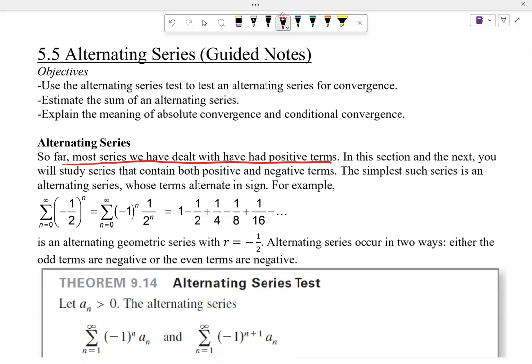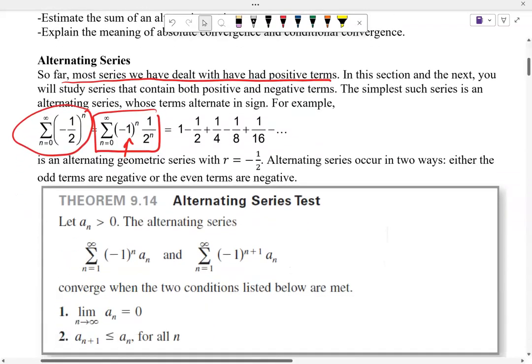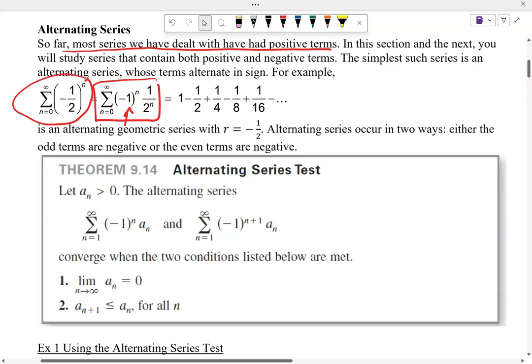So here's an example of an alternating series right here, or you can write it this way with that -1 to the n. Of course, this is indicating that your signs are going to change each time, right? -1 to the n power times 1 over 2 to the n. So this is an alternating geometric series. Again, you're looking for alternating terms, going from a positive to a negative to a positive to a negative and so on. Or vice versa. Maybe it starts out negative and then changes to positive, negative, positive, and so on.